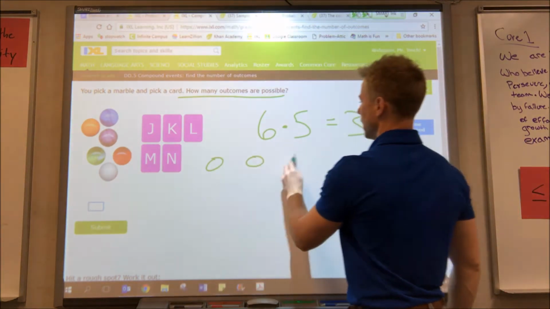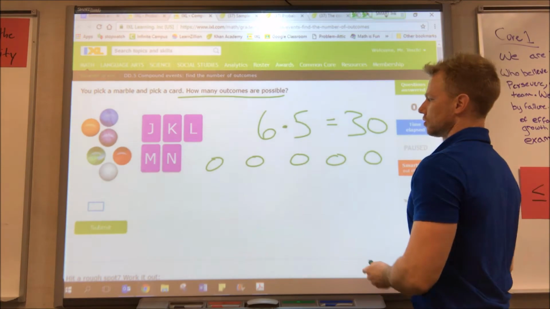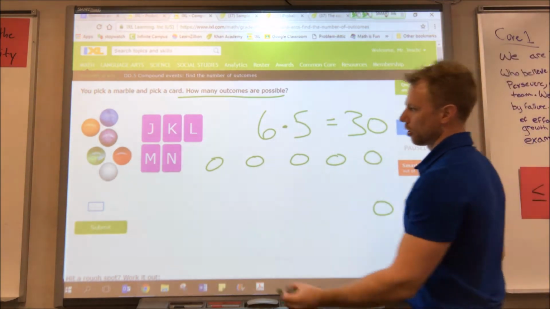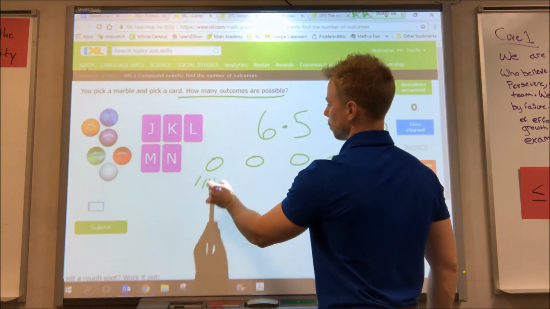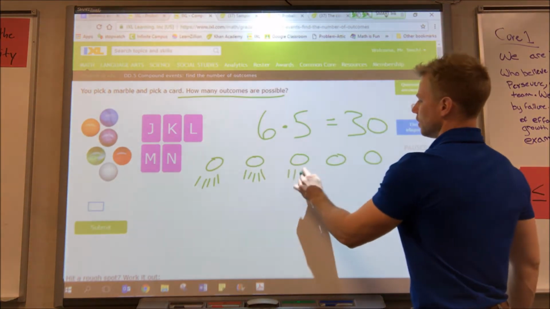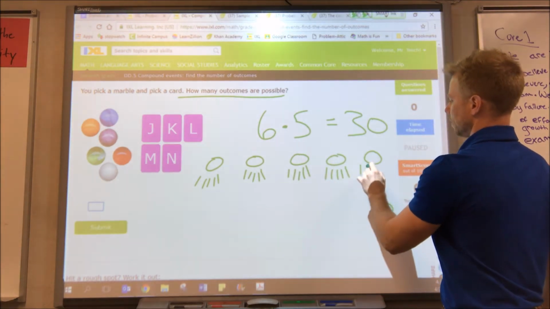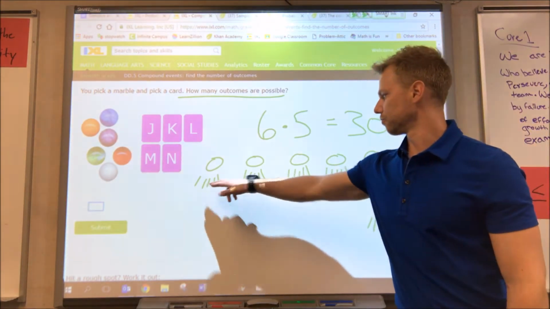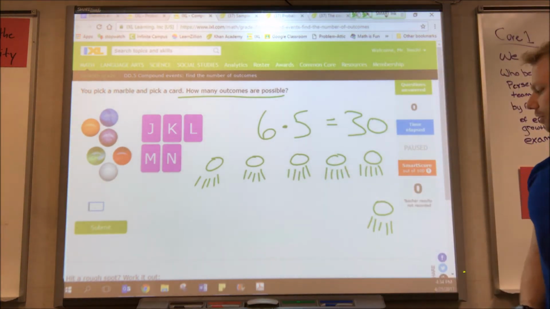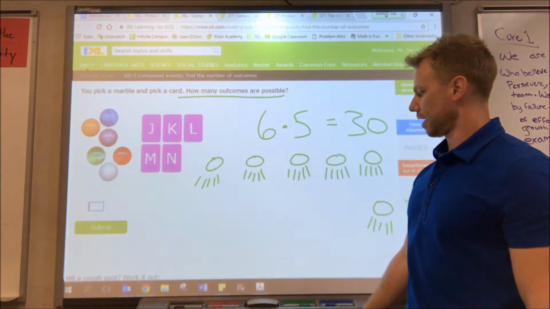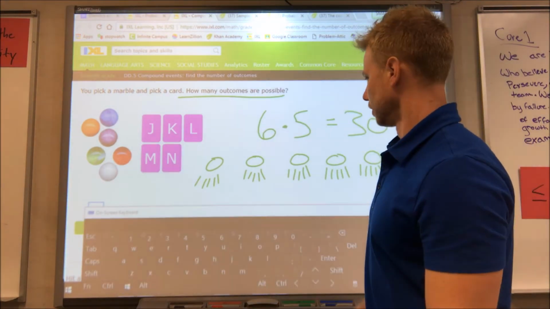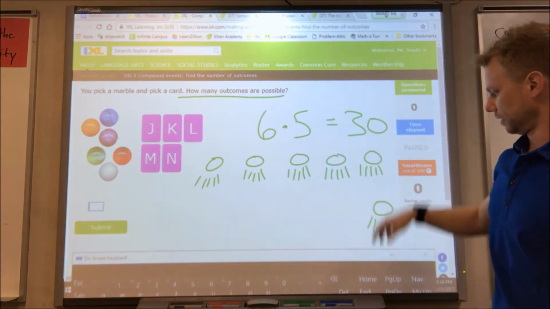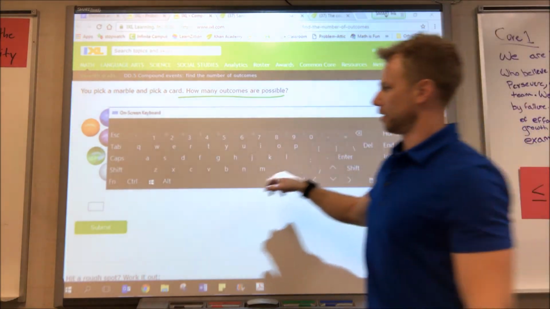Because for every marble we have, there's 6 of them. Going over here, there's 5 cards that could go with it. All of those get 5. Then if you count all those, there's 5, 10, 15, 20, 25, 30 different combinations that you could have between marbles and cards. So we can either draw a picture like this, or we can just multiply them together to figure out how many there are.